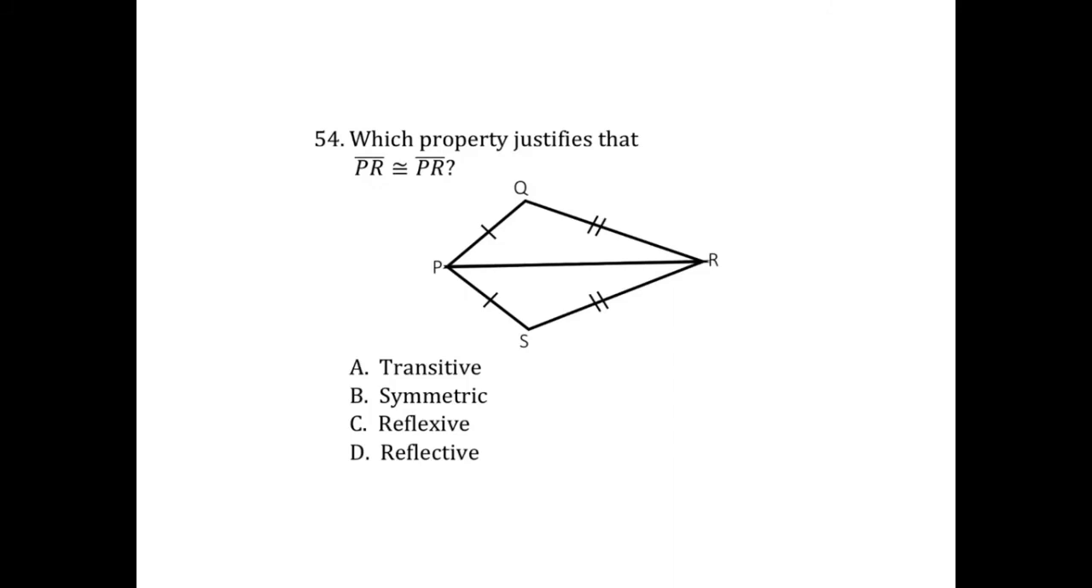Number 54 says, which property justifies that PR is congruent to PR? So when something is congruent to itself, we call that the reflexive property. And we should put the markings there because if this was a different question where you would need to use the reflexive property, the markings would help you see that that thing is congruent to itself.